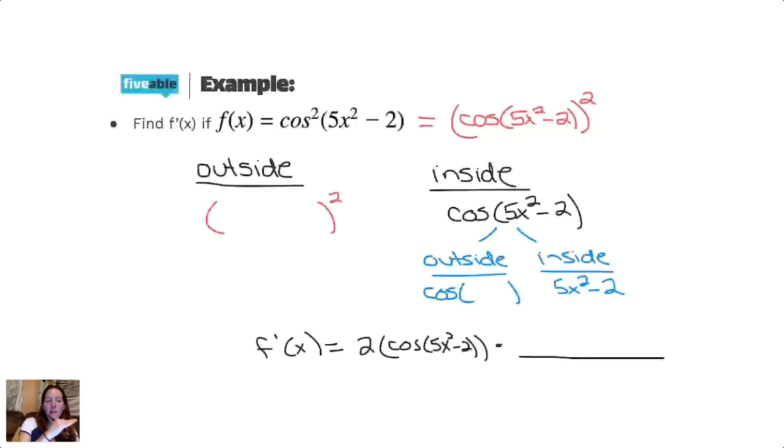So in step number 1, I did my 3 steps. I couldn't do step 3 yet, so I left a blank for it. Now I'm going to do that blank. I'm going to take the derivative of the outside. Here's another 1 step for you: the derivative of cosine x is negative sine x. So the derivative of the outside is negative sine x. Oops, sorry. Need to copy the inside, getting ahead of myself here. Cosine of something is negative sine of something. Copy the inside.